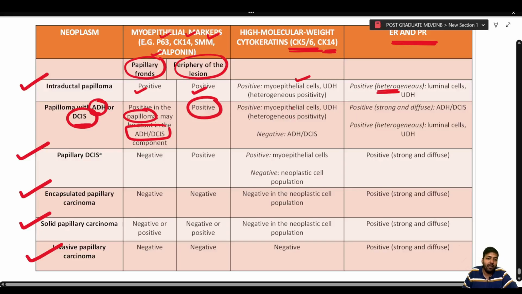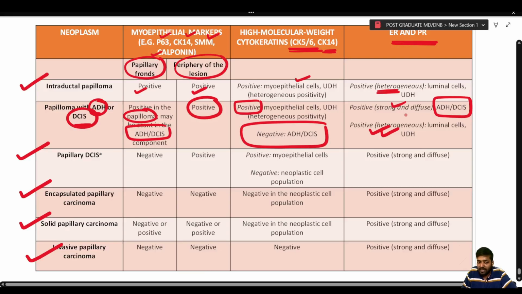High molecular weight cytokeratins will be positive and will be highlighted by the myoepithelial cells. Remember, these myoepithelial markers will be negative, okay. This high molecular weight cytokeratin will not be there in the ADH or DCIS component, just like the myoepithelial cell marker. Very important that there will be patchy staining. So in all the papillomatous portion, they will show patchy positivity for ER, but the ADH and the DCIS areas will show strong and diffuse positivity for the ER.